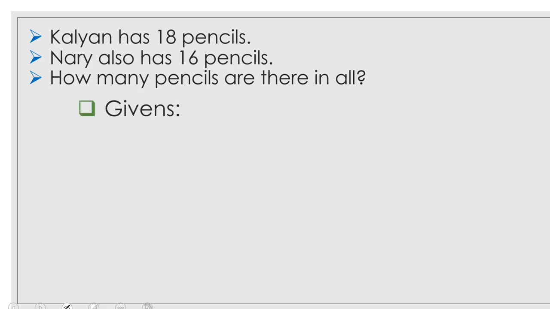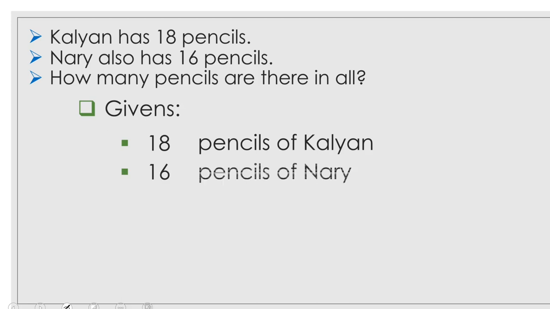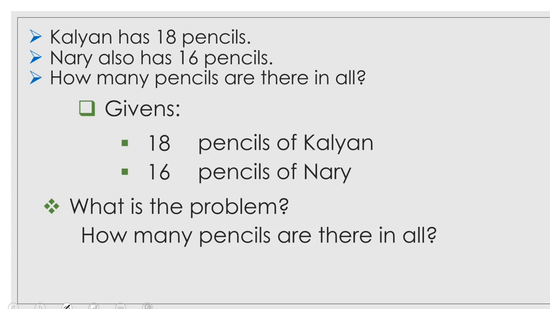So, identify the givens. We have 18 what? 18 pencils of Kalyan. And we have 16 what? 16 pencils of Nari. Next step, what is the problem? The problem is how many pencils are there in all? So, if there are 18 pencils by Kalyan and 16 pencils by Nari, and they ask how many pencils are there in all, then we have to add the numbers.